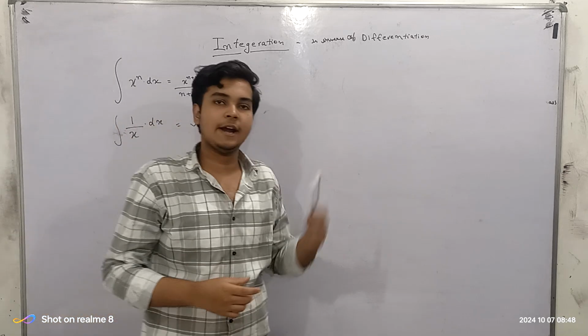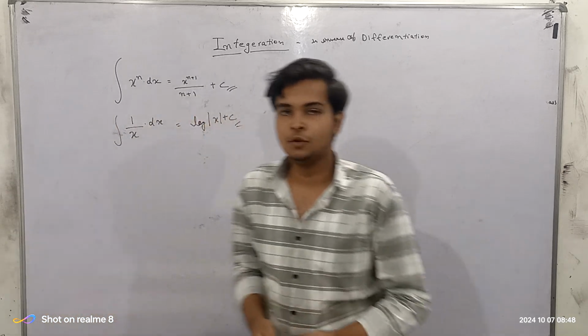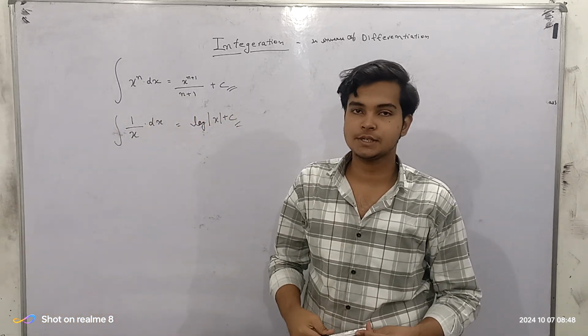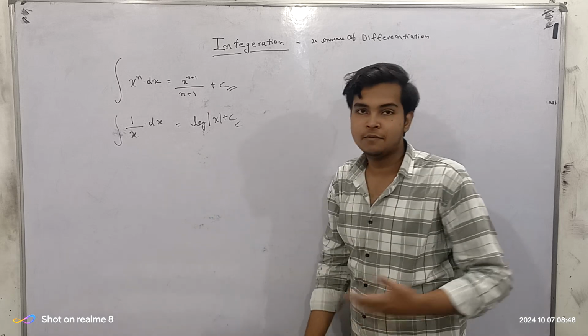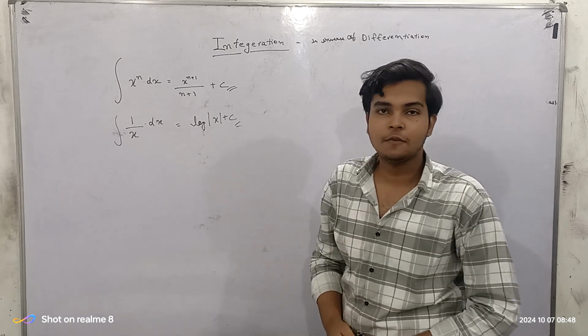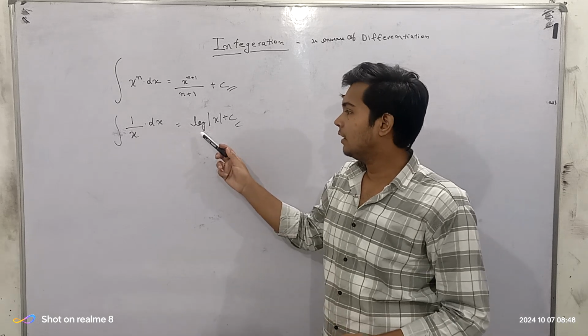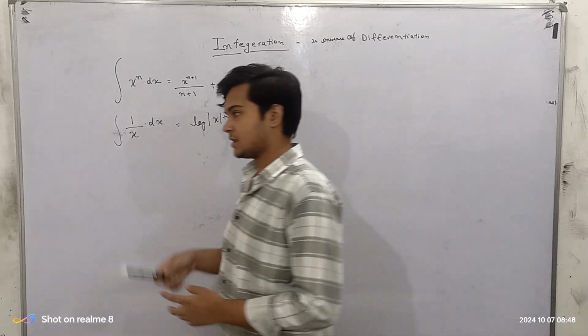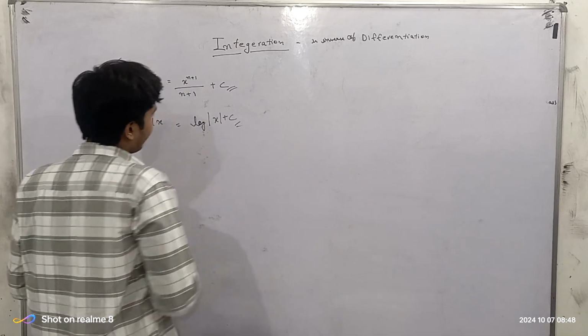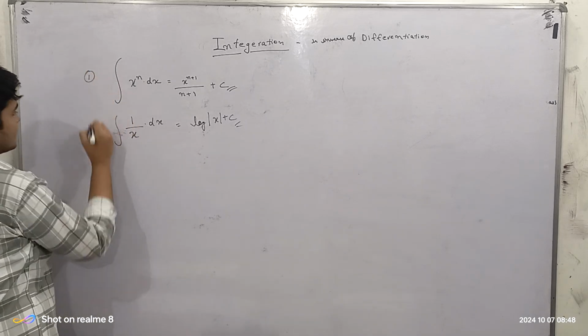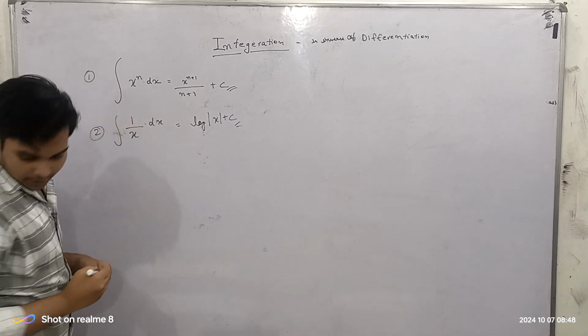Try to remember this: if you have learned the formulas of differentiation, then by inverting them you can use them in integration. It will make it easy to remember all the formulas. Here in differentiation we studied that the differentiation of log x is 1 by x. So the integration of 1 by x will be equal to log x. This is the first, this is the second, third.